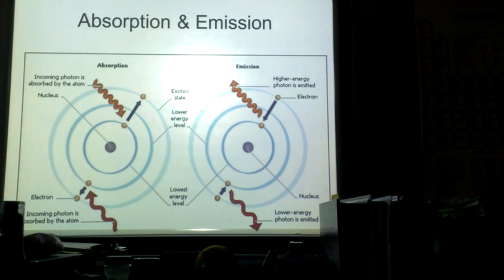It needs to then emit that. So if I come over here, I see that to move from this excited state back to ground state, it's going to have to emit. So I'm going to have my energy moving away from the nucleus and out of the atom.